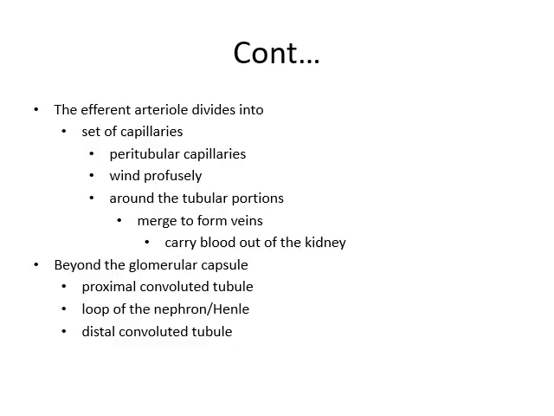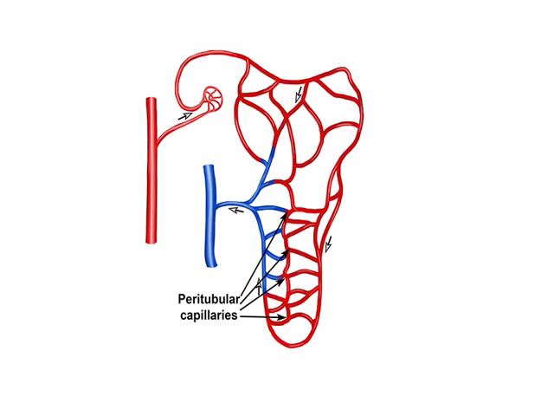The efferent arteriole divides into a set of capillaries called the peritubular capillaries that wind profusely around the tubular portions and merge to form veins, which carry the blood out of the kidney. Beyond the glomerulus capsule, the proximal convoluted tubule, loop of Henle, and distal convoluted tubule exist. Here you can see first the red colored artery, then the glomerulus, then this efferent arteriole will form the peritubular capillaries and then go to the vein.